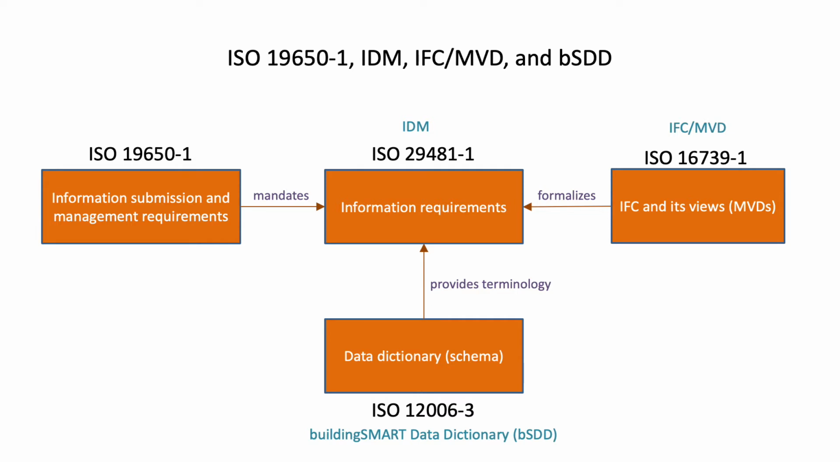There is another international standard that we can utilize to define information requirements. That is ISO 12006 Part 3, a schema to define data dictionary. Building Smart Data Dictionary, bSDD, is also structured based on this schema. Using bSDD, we can get terms and concepts related to the construction industry, and it includes a concept and IFC entities corresponding to the concepts.